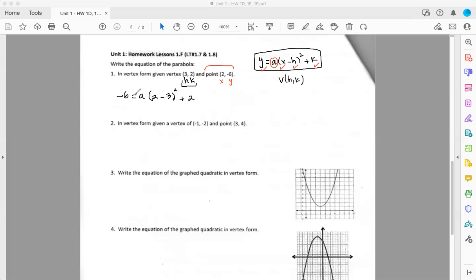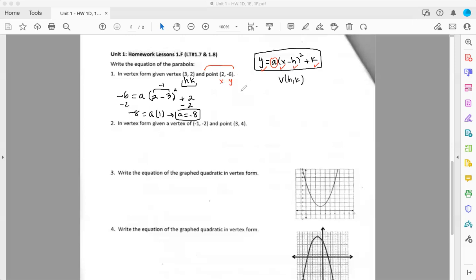So you can do it in different ways. You can subtract 2 from both sides. You get -8 equals a multiplied by 2 minus 3. This is -1, but it's being squared, so it's 1. So a times 1, or just a equals -8. So this is your a value. This allows you to find the value of a.